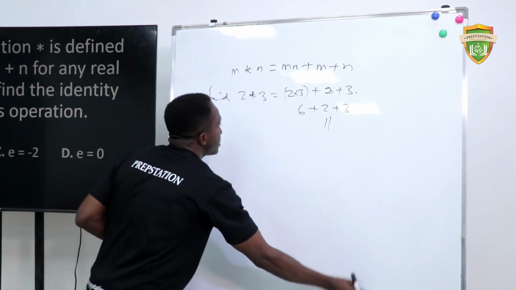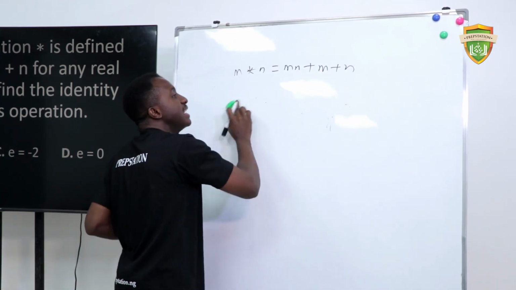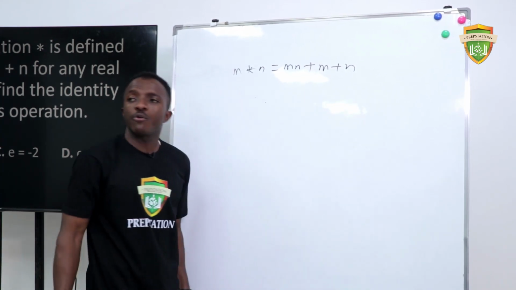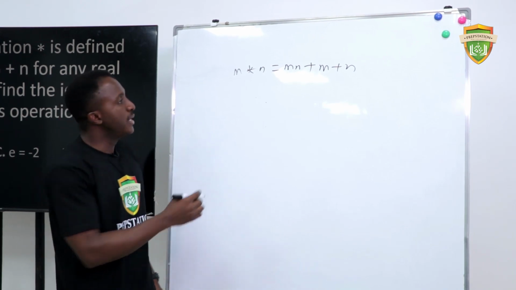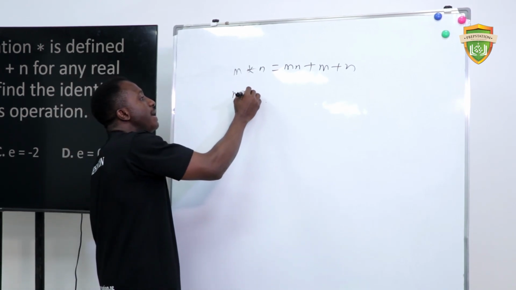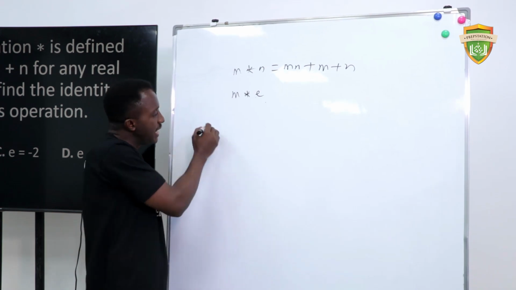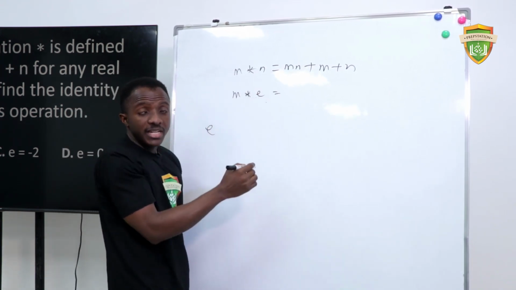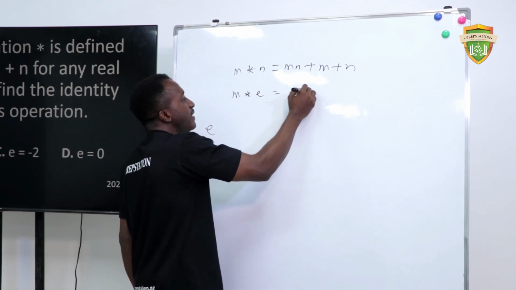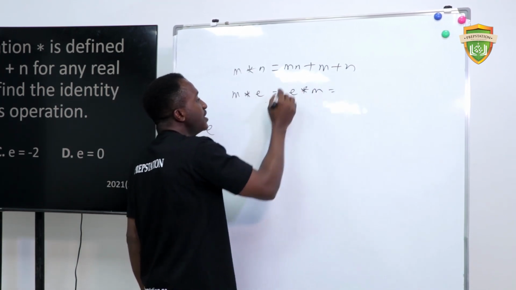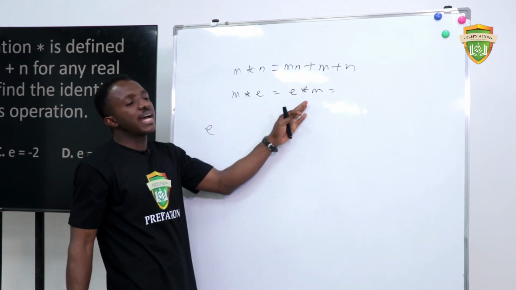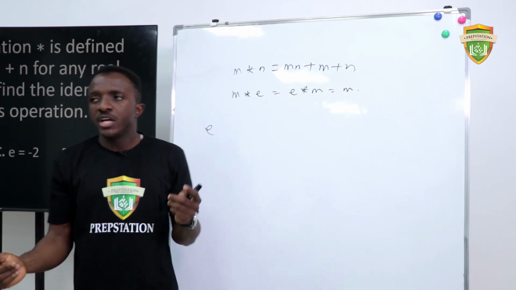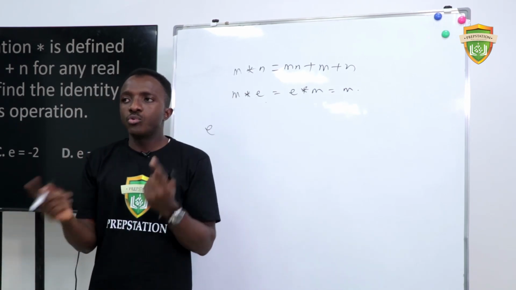But the question says we should find the identity element. You may need to write this down somewhere so you know how to solve questions that have to do with identity element. This is the law. If you have m star e, the identity element is denoted with the letter e. m star e is commutative. When we say commutative, I'll explain that very briefly. This is m star e equals e star m, which equals m. When we say something is commutative, it means if we change the order, we'll still get the same result.